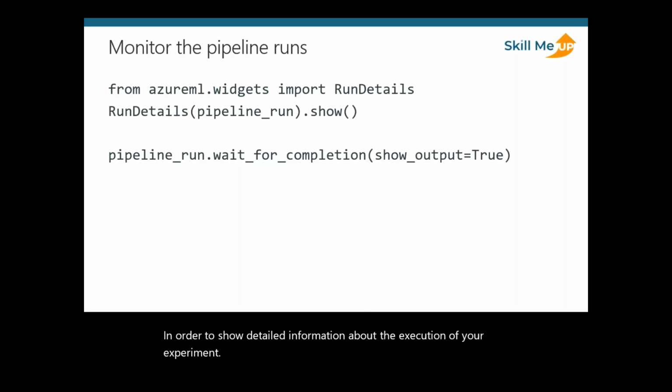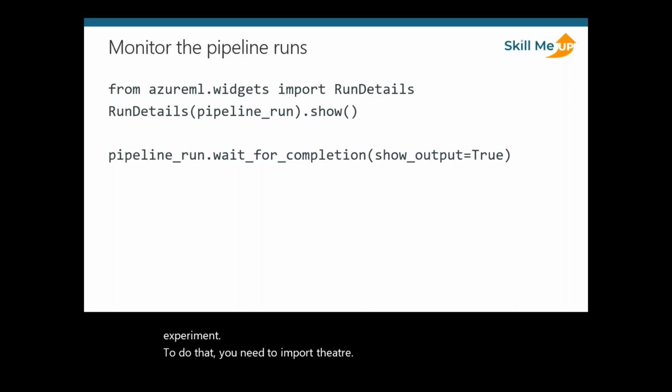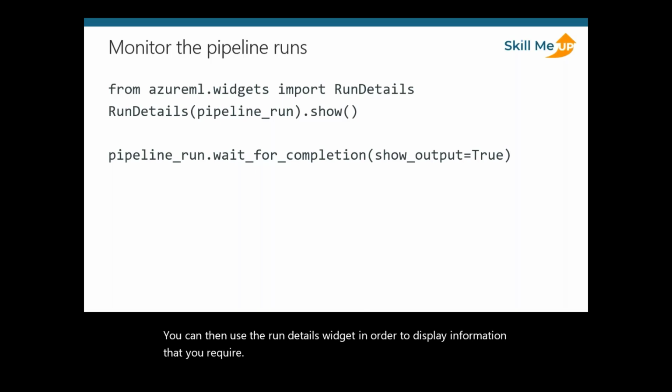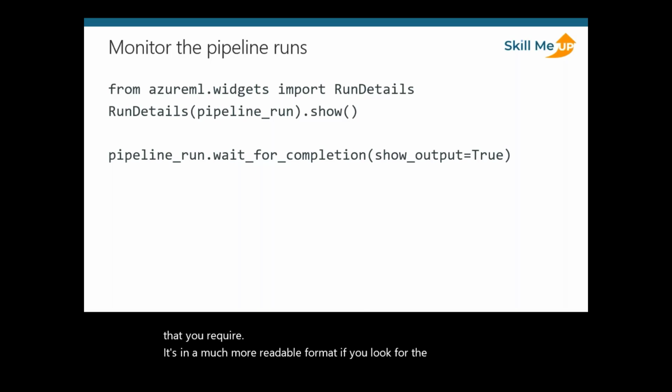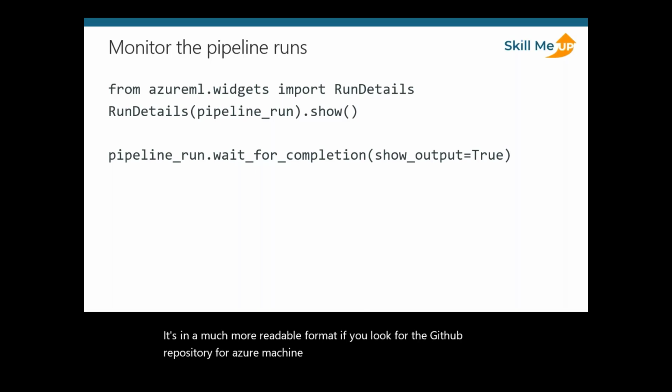To do that, you need to import data using Azure ML widgets. And when you do that, you can then use the Run Details widget in order to display information that you require. It's in a much more readable format. If you look for the GitHub repository for Azure Machine Learning, which I will show you in a moment, then that will help you to become very familiar with the data that is output by Azure Machine Learning.